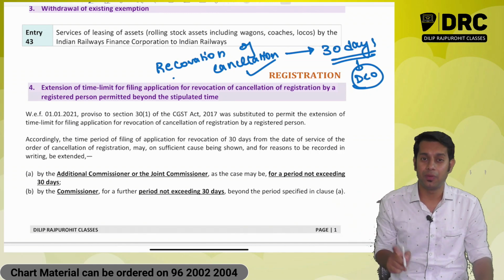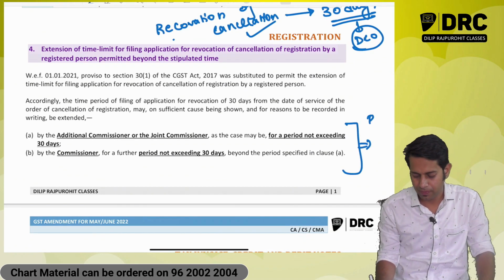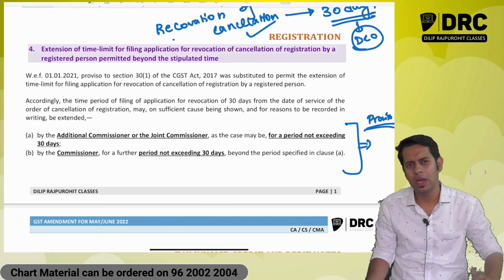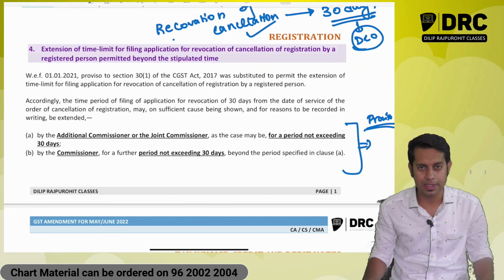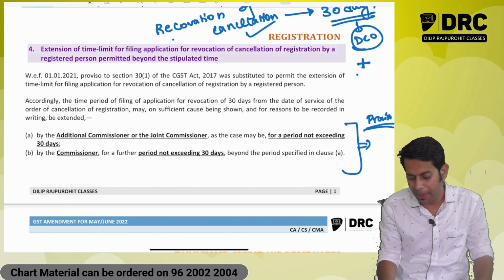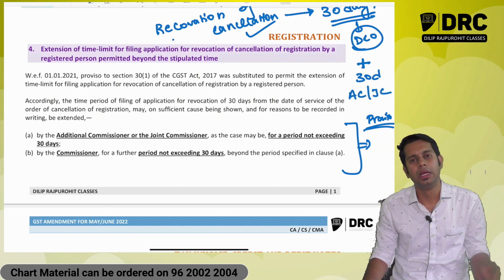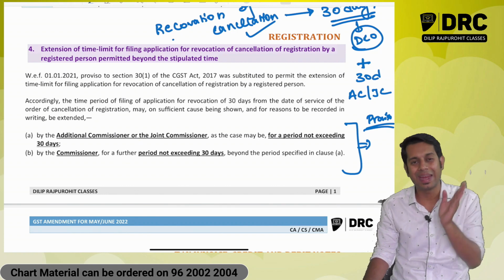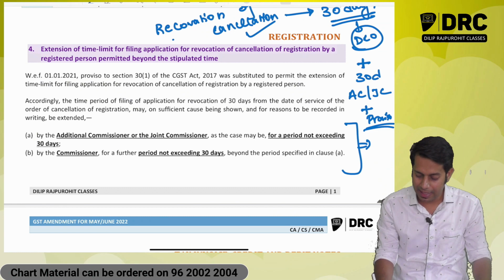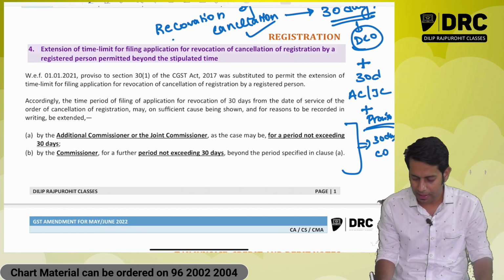Now, what have they done in this particular section? They have added two provisos. Before, section 30 said that you should apply for revocation of cancellation within 30 days. Now they have added a proviso which says this 30 days can be extended by 30 more days by the Joint Commissioner or Additional Commissioner. And this can further be extended by 30 more days by the Commissioner.